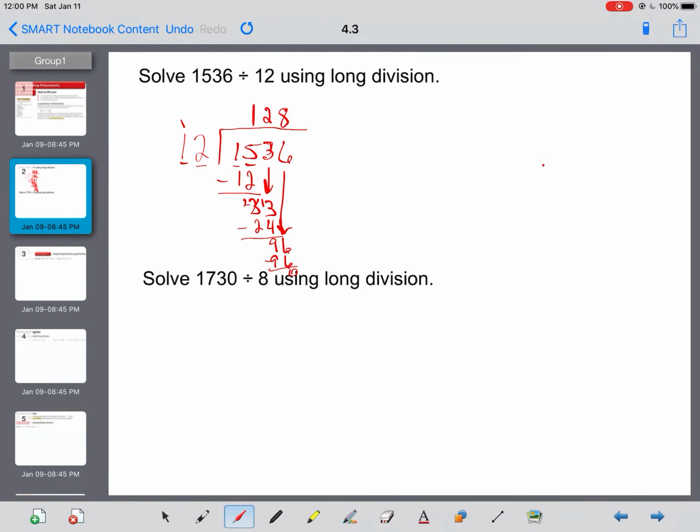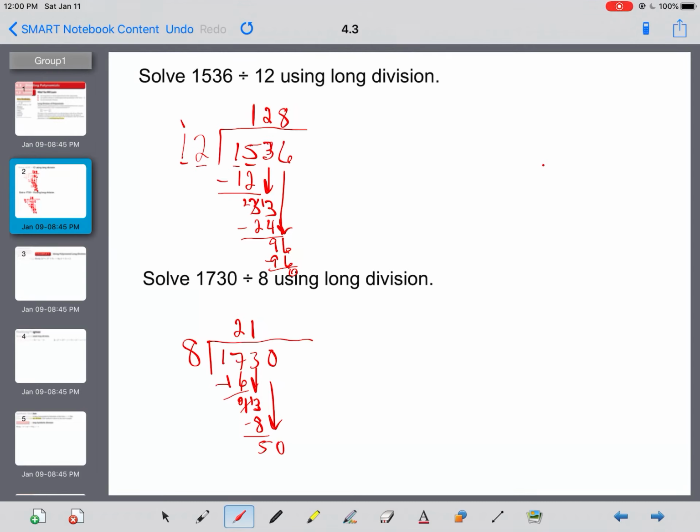Let's do the next one. Solve 1730 divided by 8. So put the 8 in. 1730. 8 goes into 1? No. 8 goes into 17? Yes, it goes twice, which is 16. And 7 minus 6 is 1. 1 minus 1 is 0. Drop the 3. 8 goes into 13 only once, because twice is 16. It's too much, so we take the 8. Borrow. 13 minus 8 is 5. Drop the 0. It's 50.